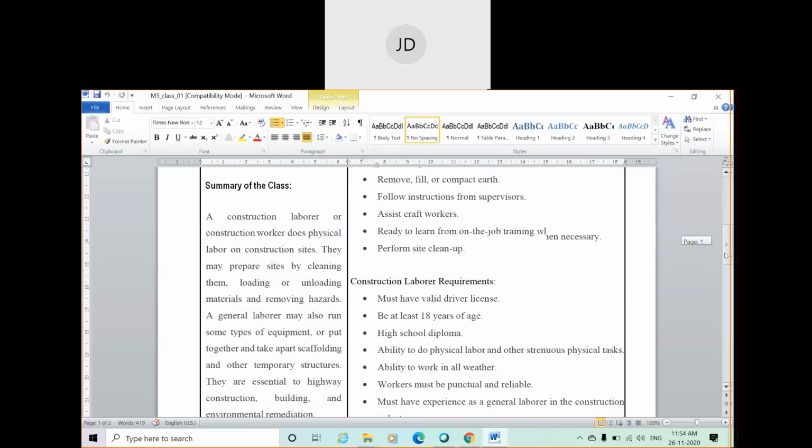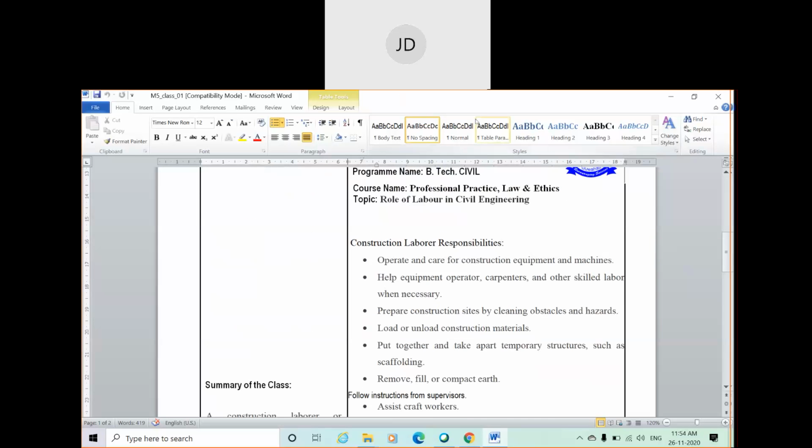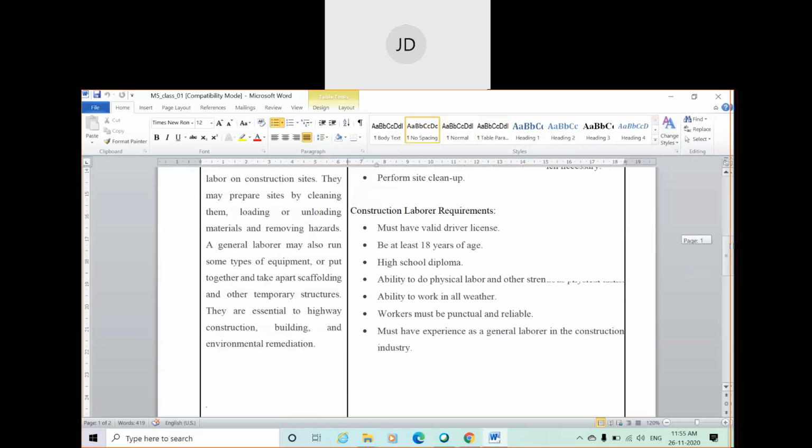So yeah, next we're going to discuss construction labor requirements. That means, for being a construction laborer, what is the requirement? In some construction sites, to be a construction laborer, you must have a driving license. You must be above 18 years of age as per Indian constitutional law.